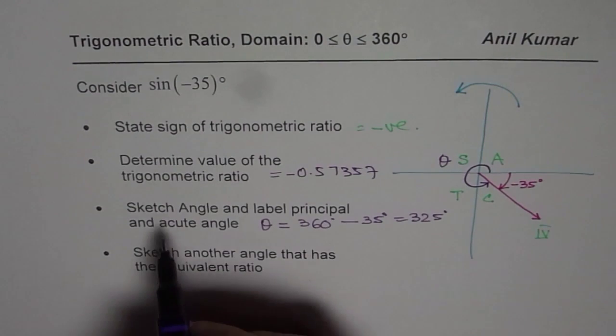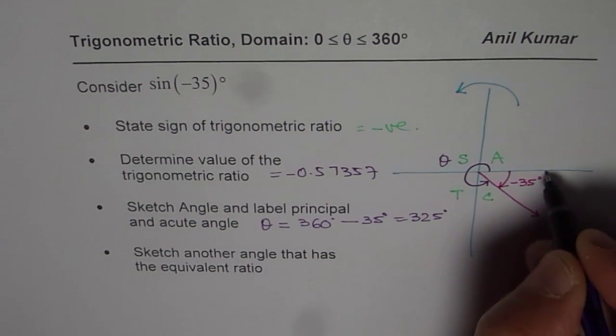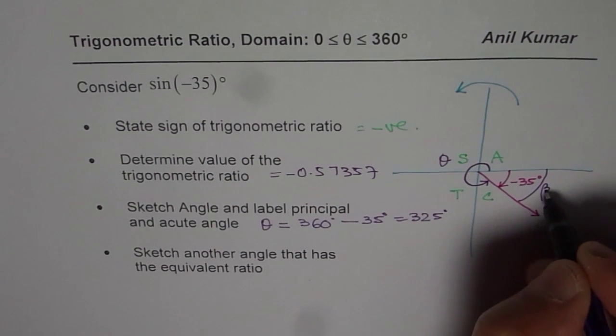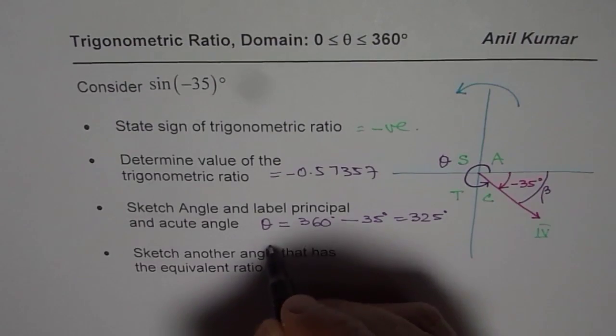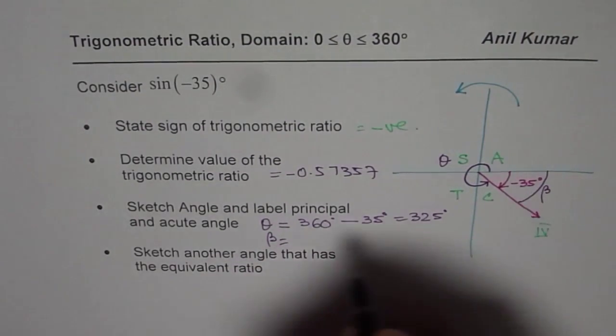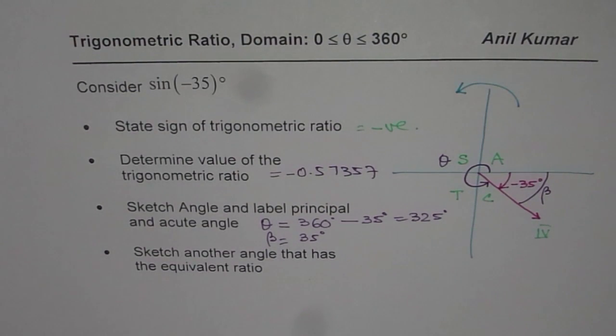Okay. And what is the acute angle? As you've learned, let us say this angle is the acute angle beta. It is always with the horizontal and taken positive. So beta, the acute angle for us, is 35 degrees. Okay. So that is how you can answer this question.